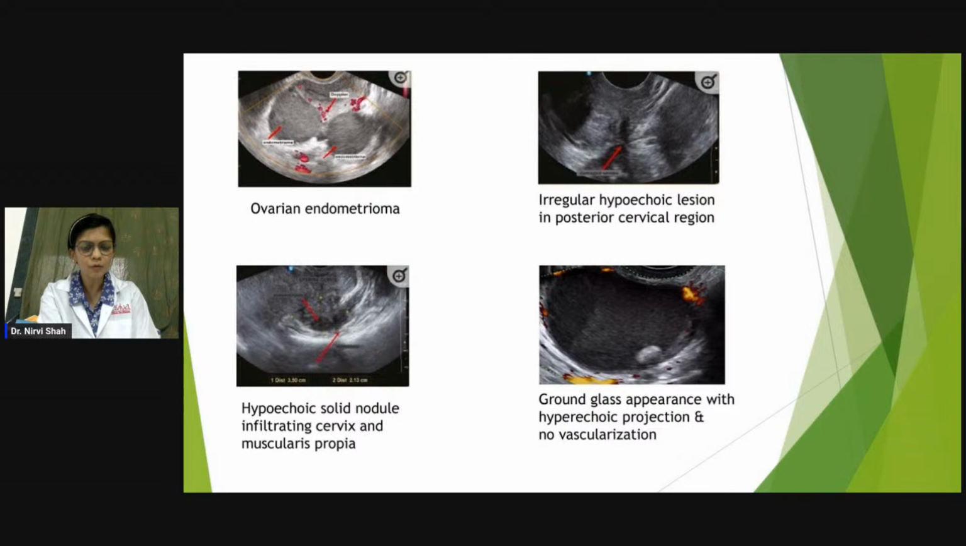Same here in the posterior, this is the vaginal wall. In the posterior vaginal wall, there's a solid nodule. It's infiltrating the cervix too and the muscularis propria. So the nodules of endometriosis are solid, hypoechoic, and irregular. And they will not take any blood flow.